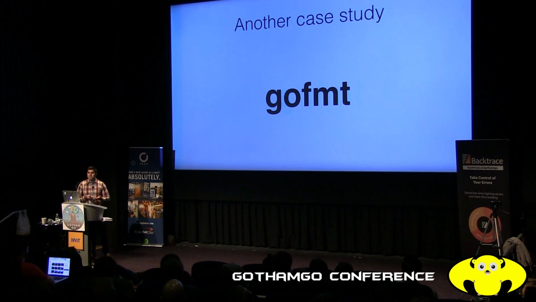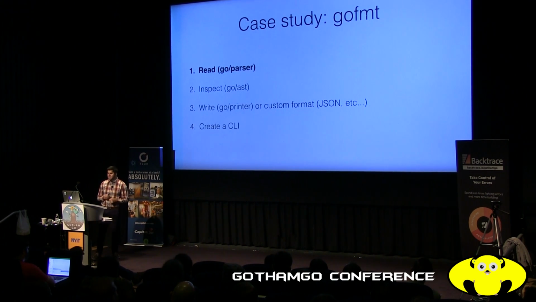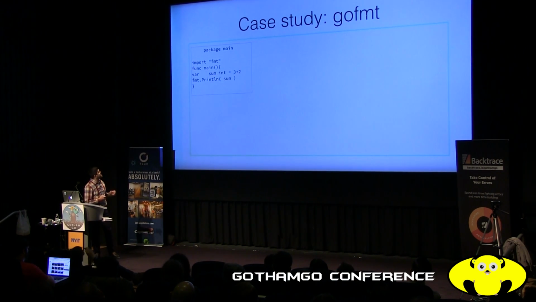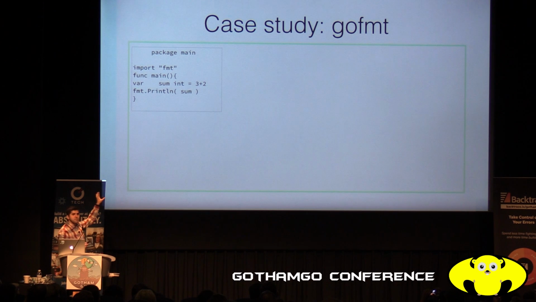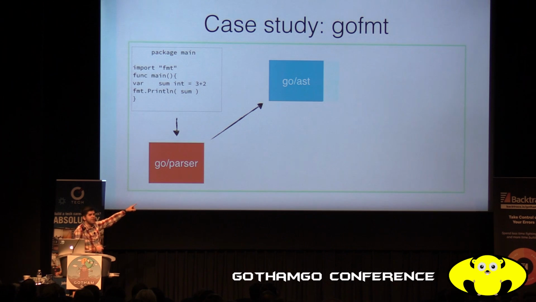And we're going to do the same methodology here. We're going to first read, inspect, write, and then create a CLI. So we have our unformatted source file here. We're going to pass it to the parser. This green box represents the Go format source file, by the way, and then it's going to generate an AST.